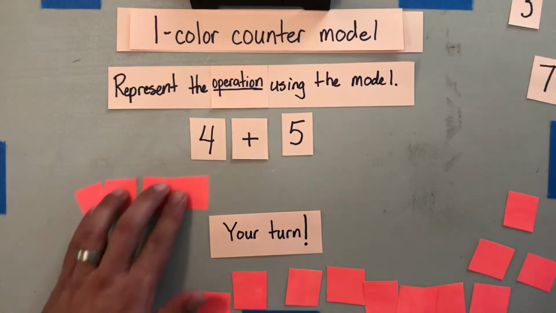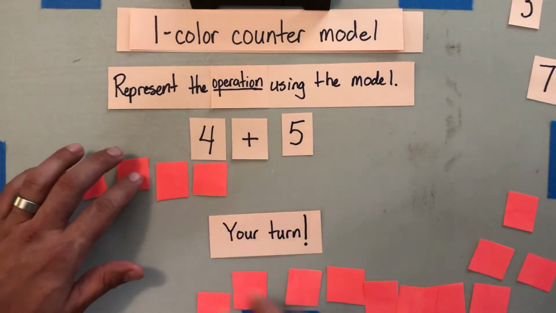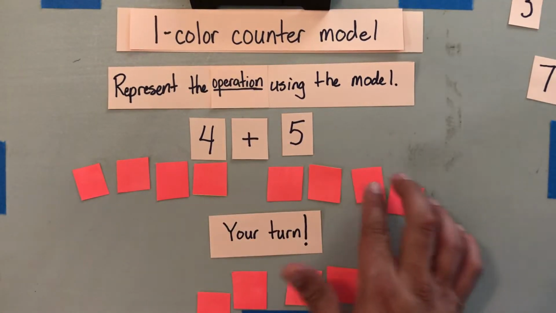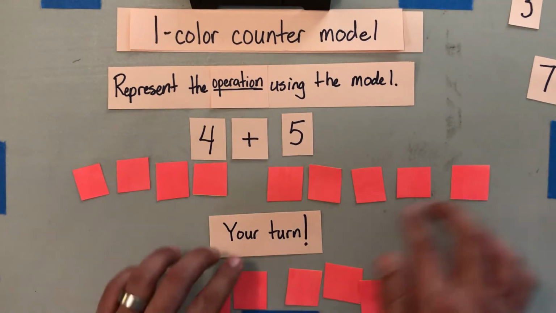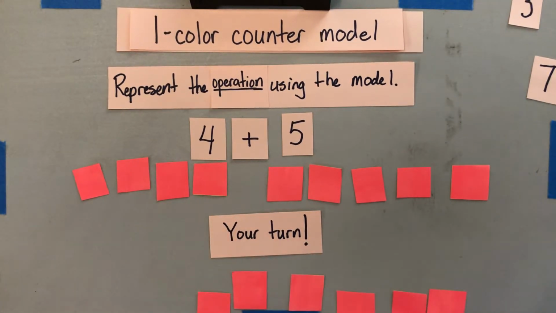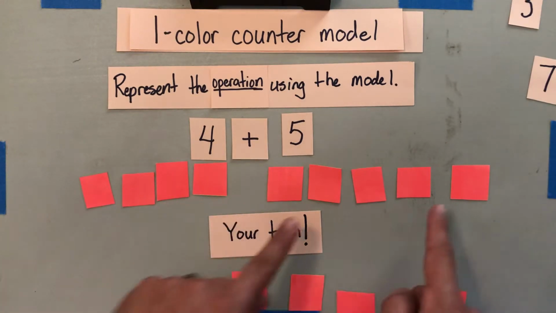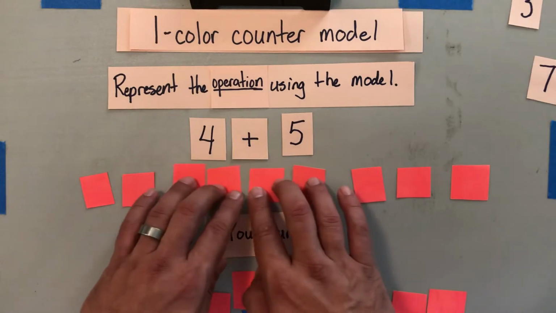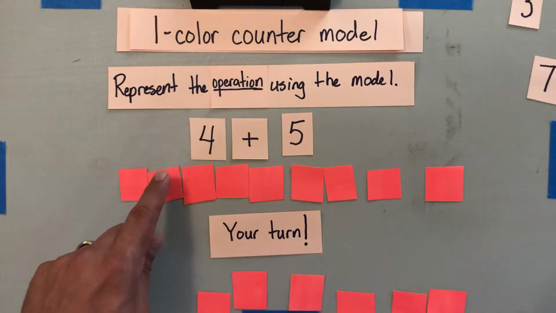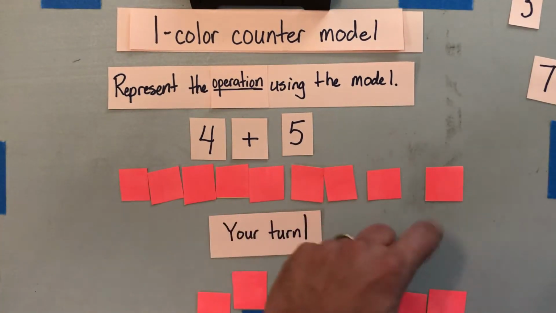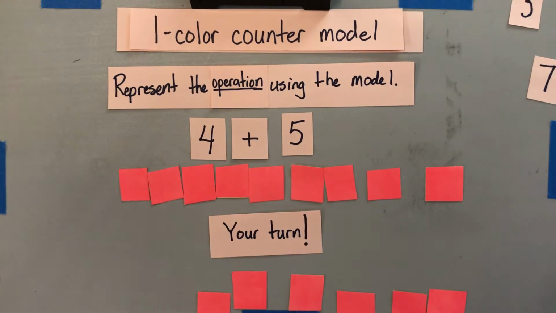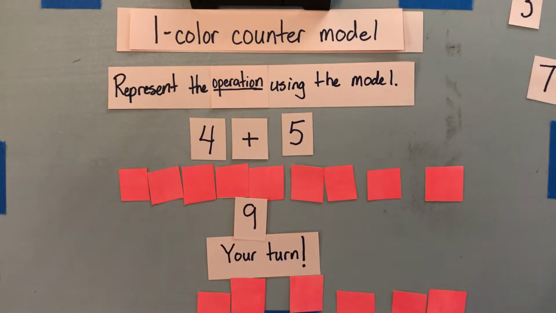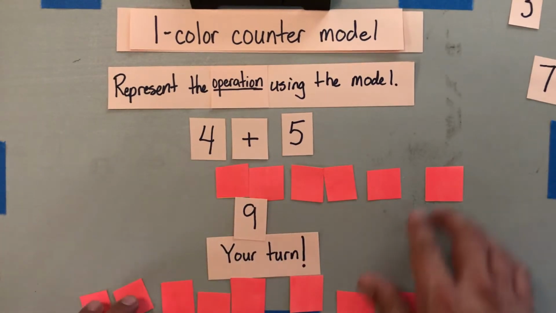So to model 4 plus 5, we'll start with 4. Remember, the difference between addition and subtraction is we actually have to bring both numbers to the table. All right, pun intended. So we've got 4 here, and we've got 5 here, and 4 plus 5, we just combine them all. It's 1, 2, 3, 4, 5, 6, 7, 8, 9. So 4 plus 5 is 9. All right, hopefully you got that one right.